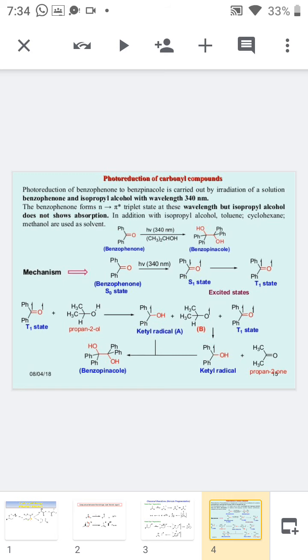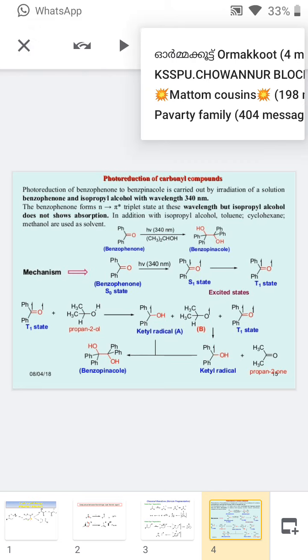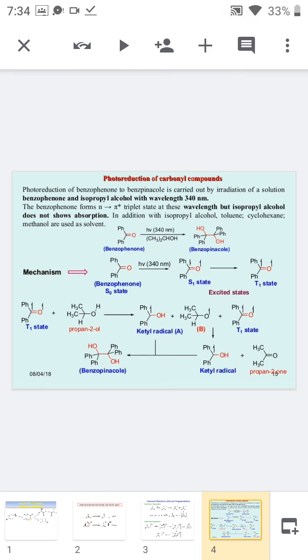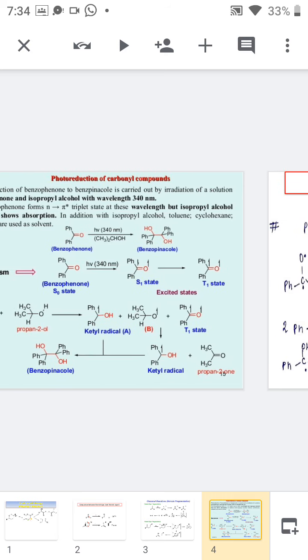clubbed with the radical of the carbonyl carbon of the ketone, diphenyl ketone, and forms the ketyl radical. So these are the different types of products, and the ketyl radical may combine with itself, that means dimerization will occur, and we also get benzopinacol. This is the photoreduction of the carbonyl compound.